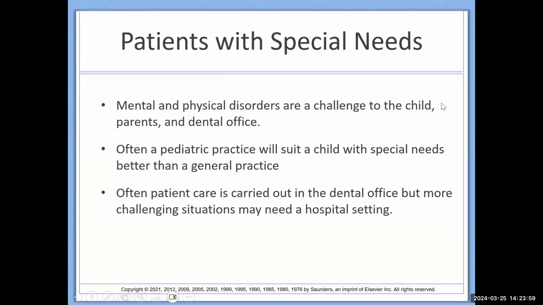Okay. Now, I mentioned earlier that special needs also plays a role in this chapter. So patients with special needs can be challenging. There are mental and physical disorders that could serve as a challenge to the child, the parents, and the dental office. Often a pediatric practice will suit a child with special needs better than a general practice, okay? Often patient care is carried out in the dental office, but for more challenging situations, they may need a hospital setting. There's only so much a pediatric dental office can do. Ultimately, sometimes they have to go to a hospital setting.